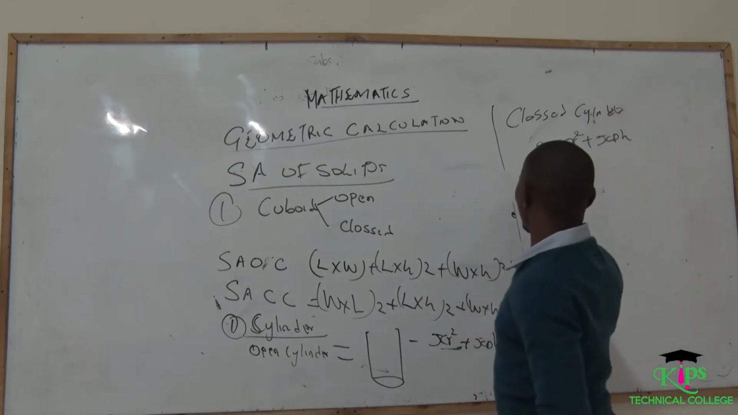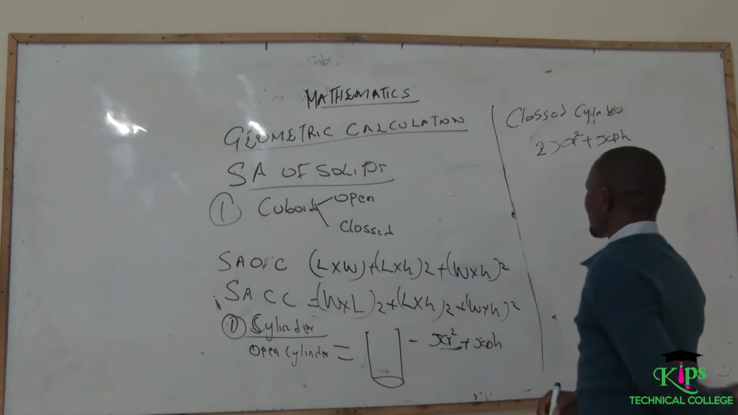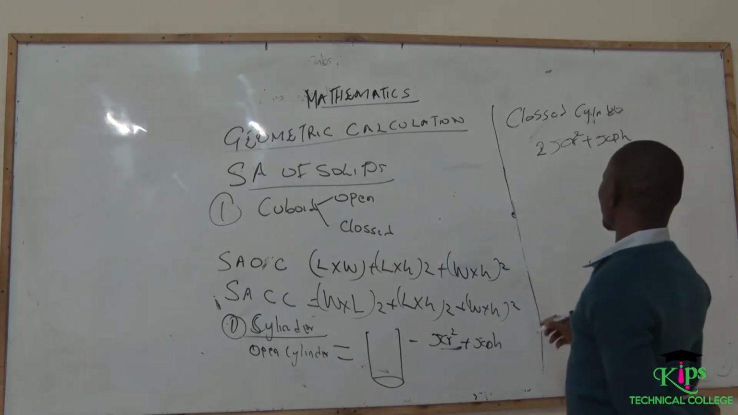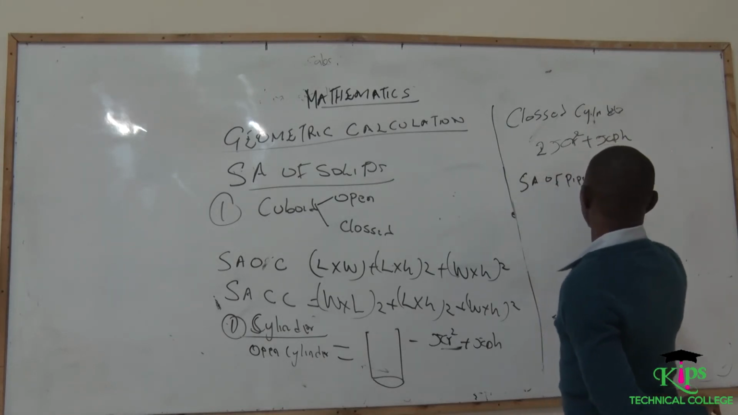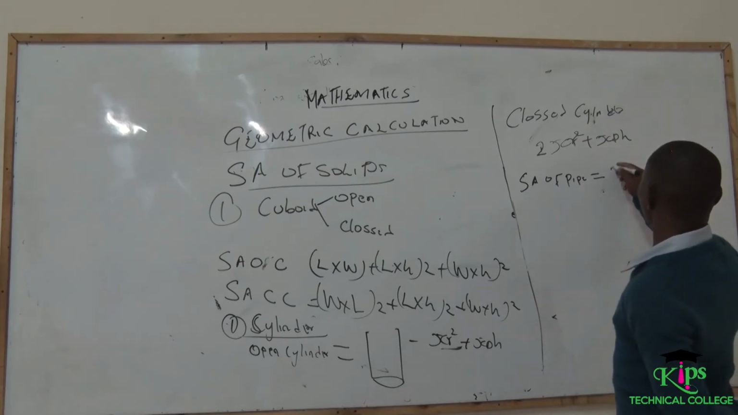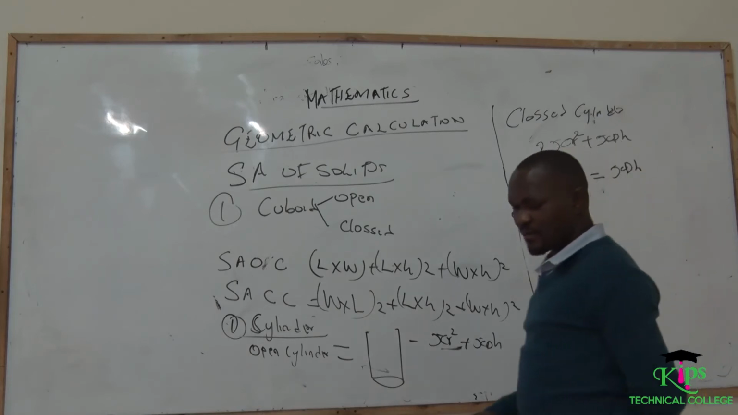Sometimes you can be asked to calculate the total surface area of a pipe. The surface area of a pipe is always given as pi dh, as I told you.